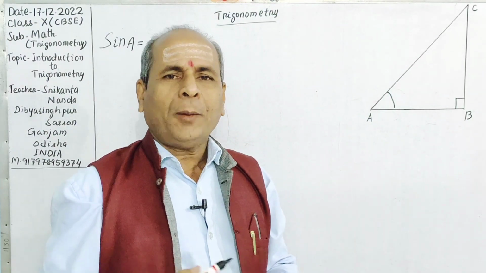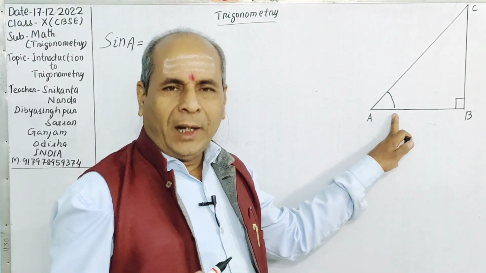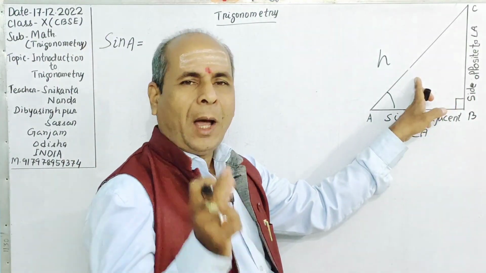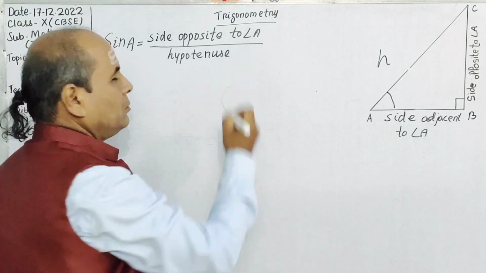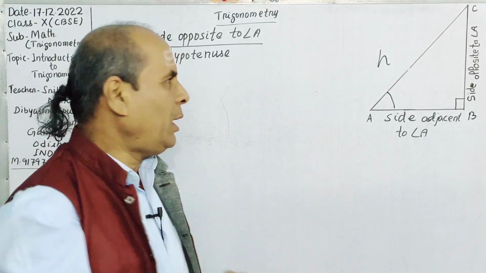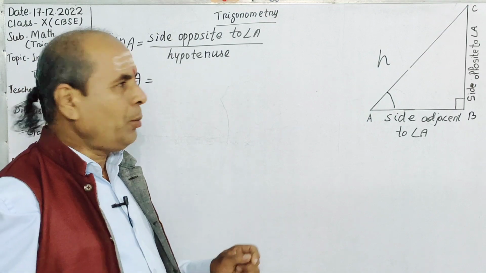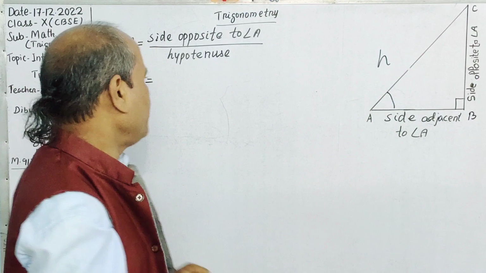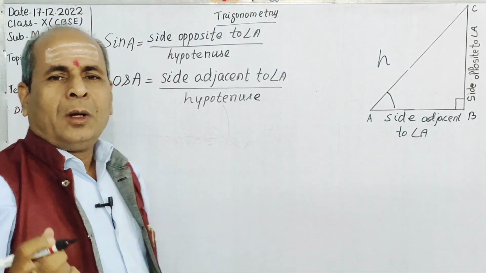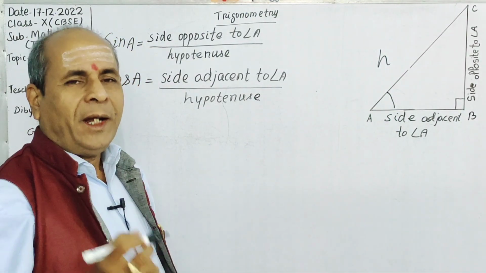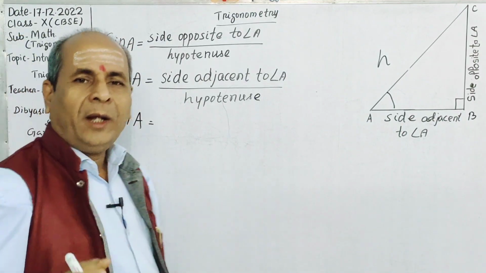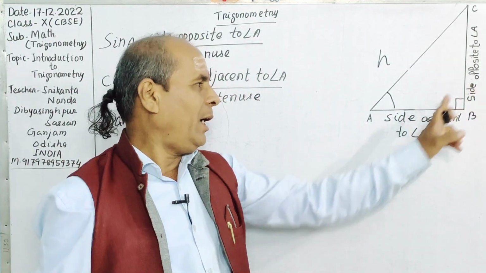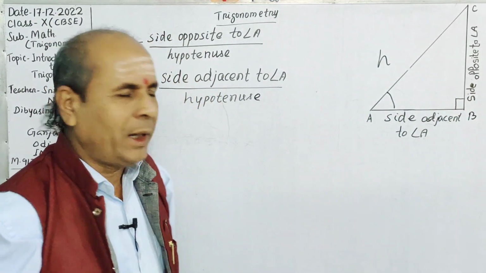We know ratios from your previous classes. Sine of angle A is equal to the side opposite to angle A divided by the hypotenuse. Similarly, cos of angle A is equal to the side adjacent to angle A divided by the hypotenuse. Similarly, tan of angle A is equal to the side opposite to angle A divided by the side adjacent to angle A.